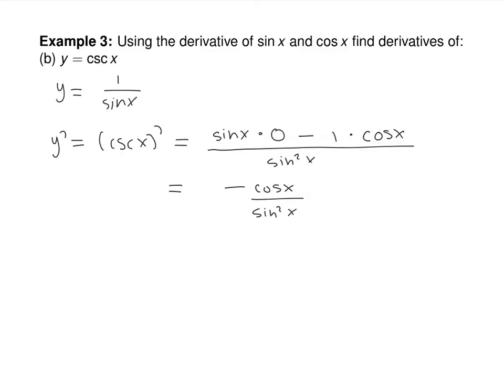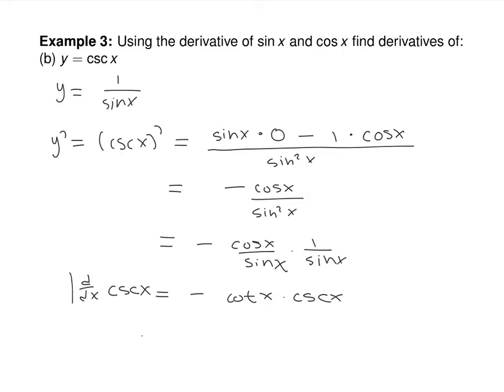Most of the time, here's what people do with this. They make it into negative cosine over sine times 1 over sine. Does that make sense that that's the same thing? What's cosine over sine? Cotangent. And 1 over sine is cosecant. So the derivative of cosecant x is negative cotangent x cosecant x. Or negative cosecant cotangent, yes.